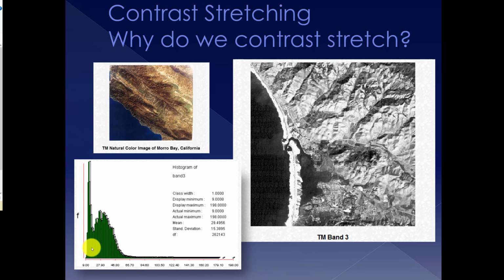And you can see this is a very, very tall category, and that makes sense because we have a very large swath of ocean, and ocean is going to register very low in terms of digital numbers, as we know, because it absorbs more energy than it reflects.